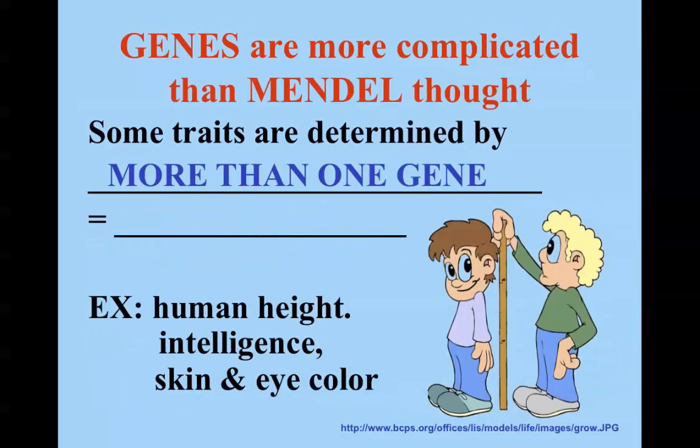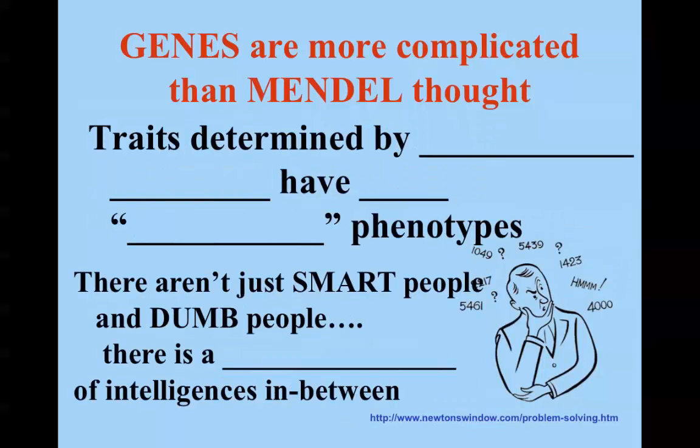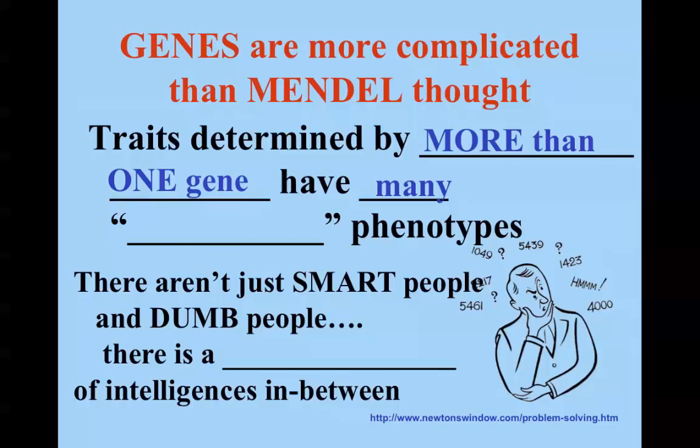Some traits are going to be determined by more than one gene. So we call that a polygenic trait. So poly meaning many, gene you see in that many genes. So it's a many gene trait, and it gives us multiple or a variety of different phenotypes. So you just don't have someone that's really short or someone that's really tall. You have a range of people. You have a range of intelligence, skin, and eye color. Traits determined by more than one gene have, like I said, many in-between phenotypes. So there's not just smart people or dumb people. There's a whole range of intelligence between the two.